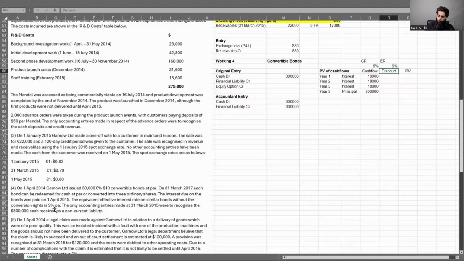How do you calculate? 1 divided by (1 plus R), where R is 0.09, raised to the power of 1, using Shift 6 in Excel. Then you copy this formula with Control C, come to the cell below, Control V, then double click on the cell, remove this one, and make it 2.